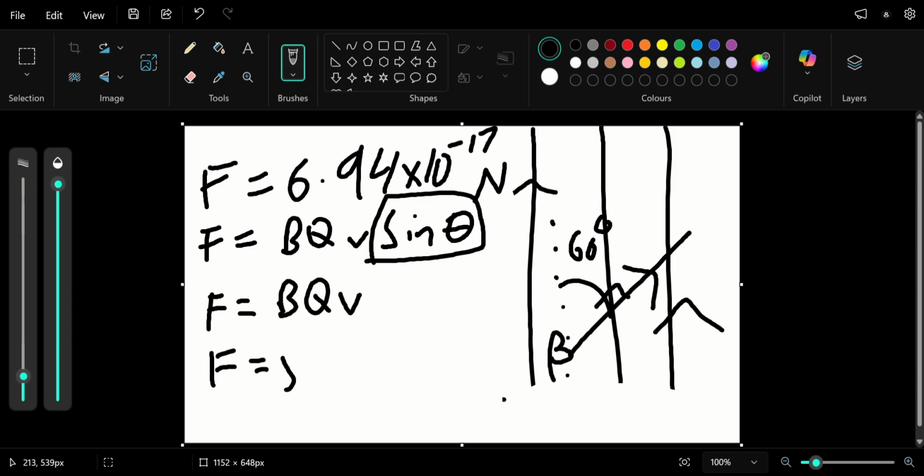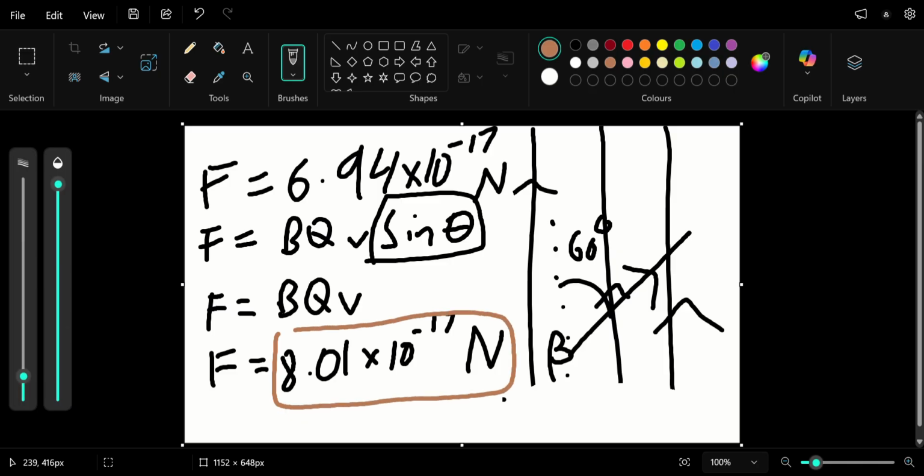So solving for F, we'll get a value of 8.01 times 10 to the minus 17 newtons. As you can see, that makes sense because our value is indeed larger than the original value when the beta particle was entering at an angle of 60 degrees. So that's essentially the basics of magnetism, specifically on the force experienced by a moving charge in a magnetic field.